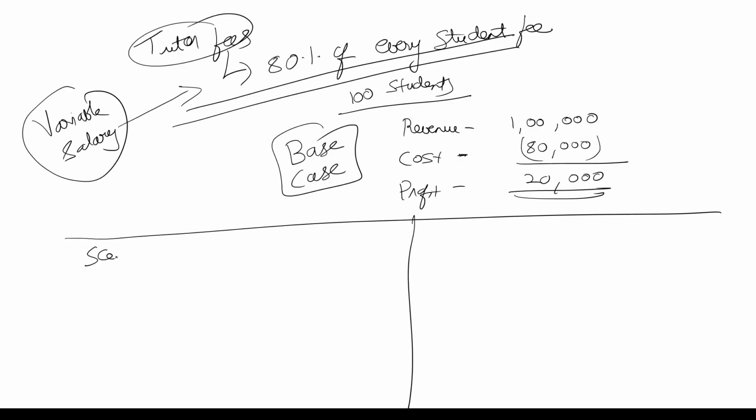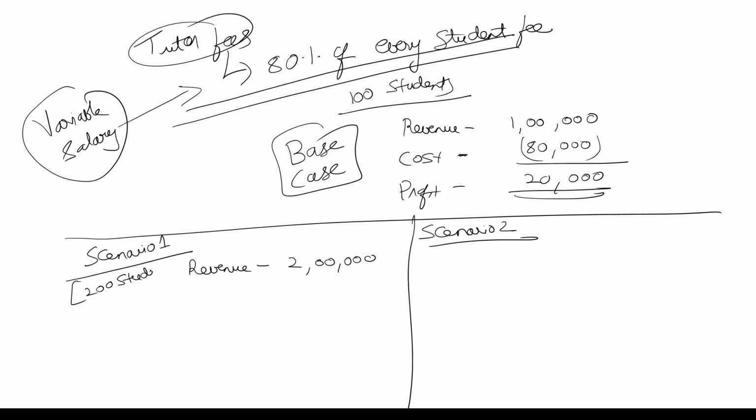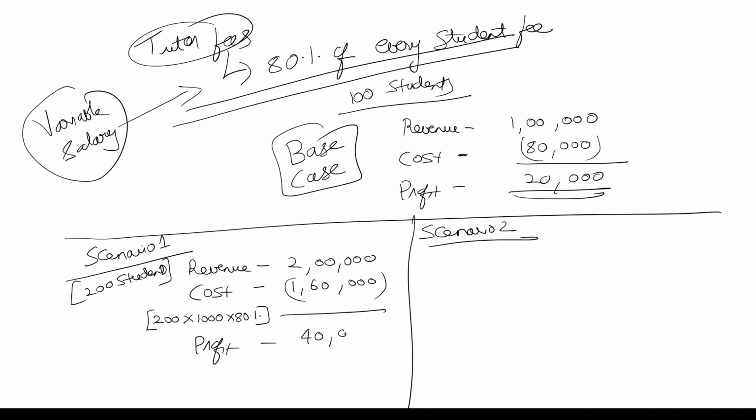Let's look very quickly at scenario 1 and then scenario 2. Scenario 1, my revenue is going to be 2 lakhs because we are talking about 200 students here. The cost is also going to be 80% of this. 200 students, each pays 1,000 rupees and the tutor gets 80% of that. So the cost is going to be 1,60,000. So if you look at the profit, it is 40,000.